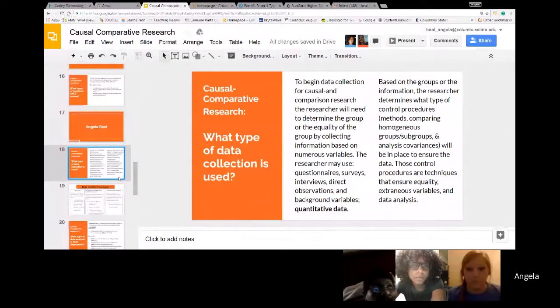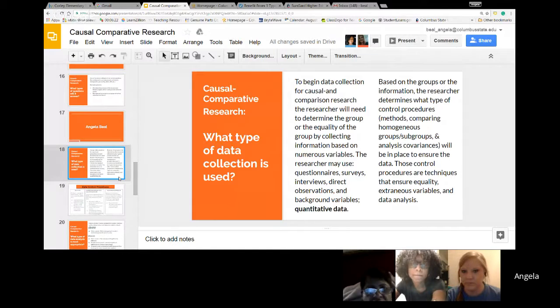To begin, for data collection in causal comparative research, the researcher will need to determine the equality of the groups by collecting information based on numerous variables. The researcher may use questionnaires, survey interviews, direct observation, and background variables. This is quantitative data. Based on the groups or the information, the researcher determines the type of control procedures, methods comparing homogeneous groups, subgroups, and analysis of covariance will be in place to ensure the data.